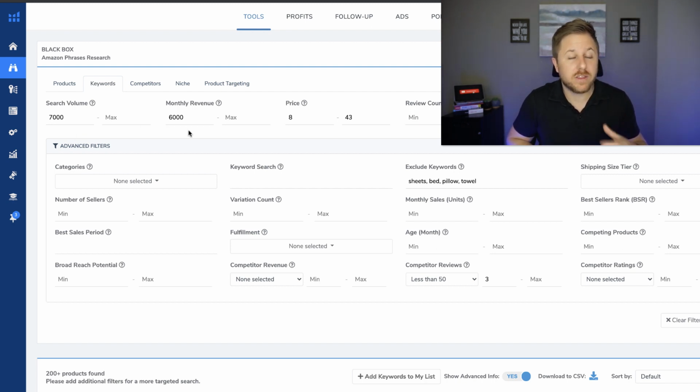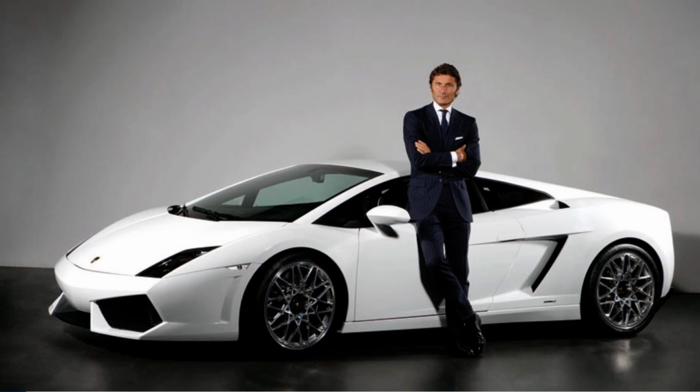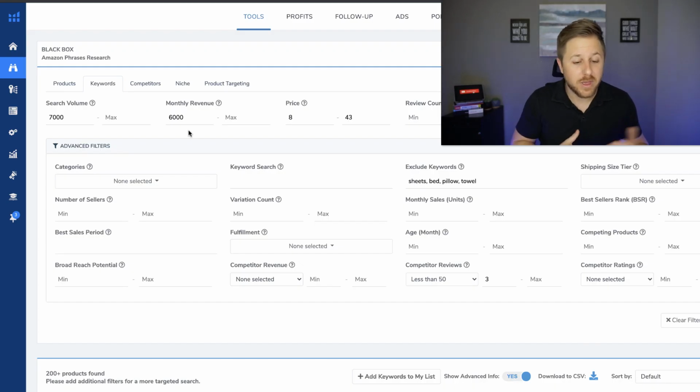And then I come over here to the monthly revenue and I put in 6,000. Now you could put more, you could put less. It just depends on how much money you want that product to make. If you're trying to quit your job or if you just want to have a side income, you could put whatever you want in that section. It doesn't matter. Obviously, the more, the better.